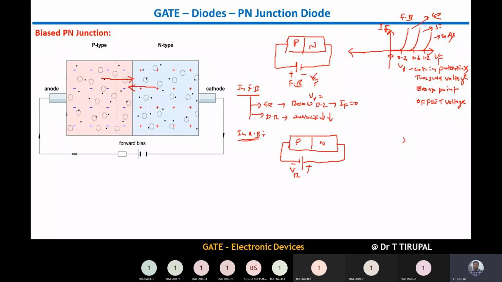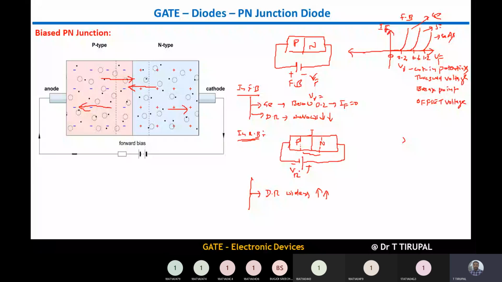So what happens is all majority charge carriers move away from the junction. This is a junction. All majority charge carriers move away from the junction, means they will go like this. And what happens is the depletion region widens. So the first and foremost point in reverse bias is that the depletion region widens, which means it increases.